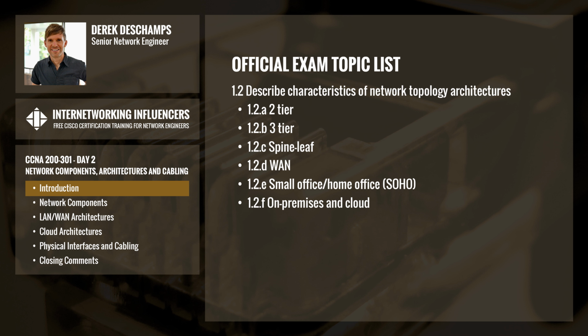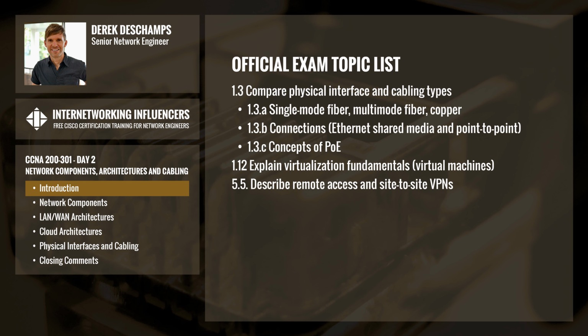Item 1.2, describe characteristics of network topology architectures, including 2-tier, 3-tier, spine leaf, WAN, small office, home office, or SOHO, and on-premises and cloud. Item 1.3, compare physical interface and cabling types, including single-mode fiber, multi-mode fiber, and copper, connections including Ethernet shared media and point-to-point, and concepts of PoE.